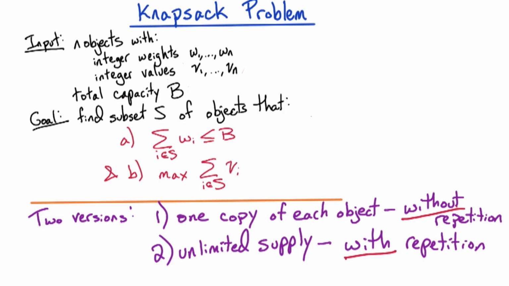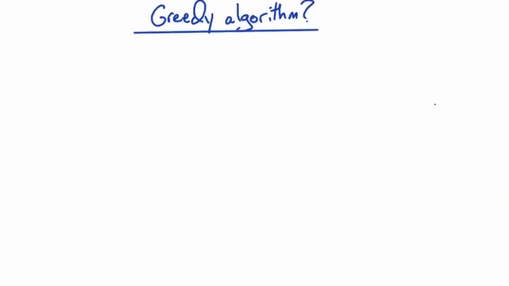We're going to start off by looking at version 1. So we have at most one copy of each object that we can use. And then we'll go back and look at the second version of the problem where we have unlimited supply of each object. So let's dive in and look at the first version and try to design an algorithm for it. Now, if you were presented with this problem in real life, the first approach you might try is a greedy approach. So let's take a look at a specific example, and then this will highlight the pitfalls with the greedy approach.